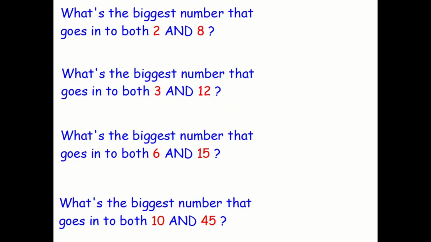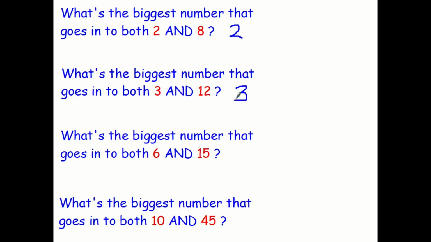Before we start, I just want to look at some of these questions. What's the biggest number that goes into both 2 and 8? Well, the biggest number that goes into both 2 and 8 is the number 2. Secondly, what's the biggest number that goes into both 3 and 12? 3 is the biggest number that goes into both 3 and 12.